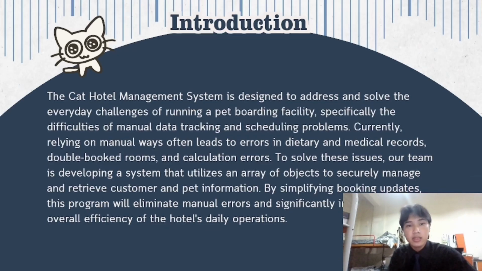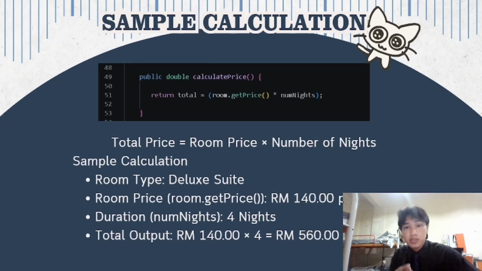So next, introduction. The Cat Hotel Management System is designed to address and solve the everyday challenges of running a pet boarding facility, specifically the difficulties of manual data tracking and scheduling problems. Currently, relying on manual data tracking can lead to errors in dietary and medical records, double-booked rooms, and calculation errors. To solve these issues, our team is developing a system that utilizes an array of objects to securely manage and retrieve customer and pet information. By doing this, this program will eliminate all the manual errors and significantly improve the overall efficiency of the hotel's operations.